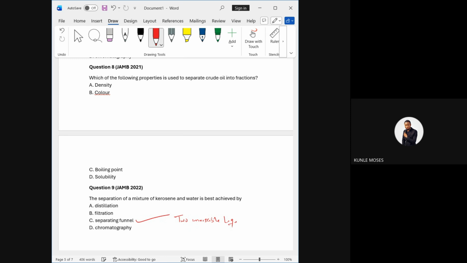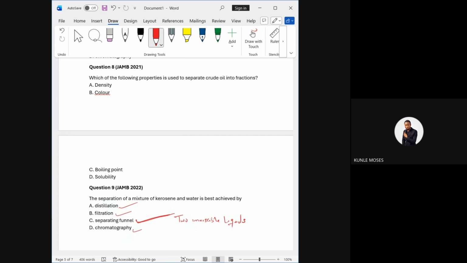So that is what we use a separating funnel to separate. We understand what distillation does. We understand what filtration does. We understand what chromatography does. So this is the answer: two immiscible liquids. Very good.